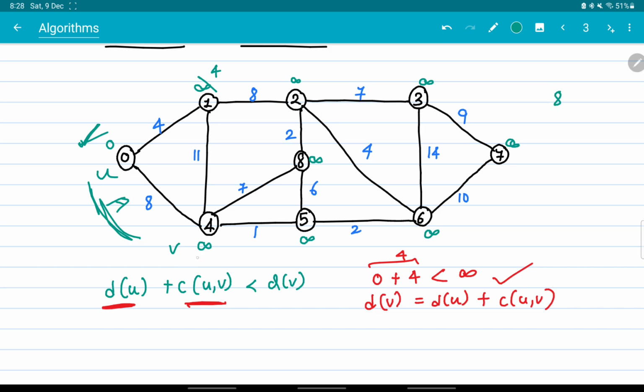And what is my current distance of 4? The distance of 4 is infinity. Now is 8 less than infinity? Yes, that's true. So I'm going to cut this infinity and update the new distance value of 4 as 8. Okay, so this is the new distance value of the vertex 4. That is 8. Previously it was infinity. Now the new distance value is 8. So now you can see that the nodes that were directly attached to the node 0 were 1 and 4, and we have visited those nodes and we have updated their distance values.